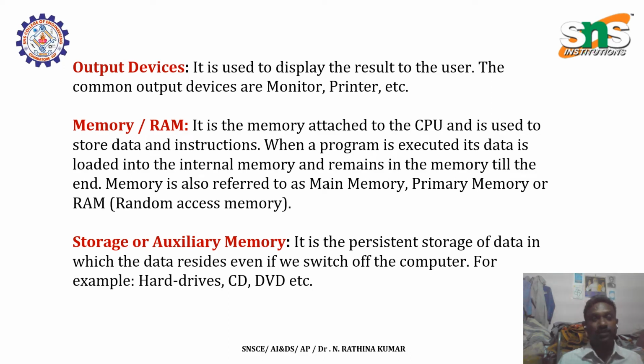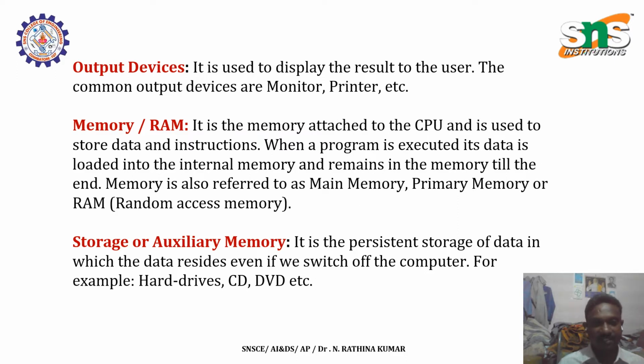Next we are going to see the output devices. It is simply used to display the result to the user. For example, monitor. We can give the input to the computer with the help of the input devices, the central processing unit processes all the things, and finally, we can see the output through the monitor.